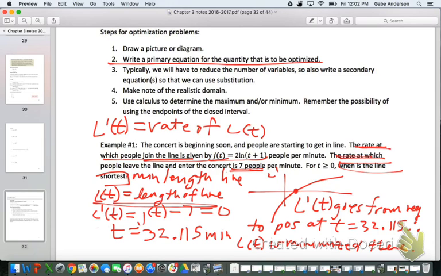And so then this is where you'd make the connection back to the wording. You think, okay, if L prime is the rate of change of L of t, do I have anything that tells me about that? Well, if you underline your rates, you see the rate at which people join the line, so that's the rate making the line longer, and the rate at which people leave the line, so that's making the line shorter. You've got two rates working against each other. The combination of the two will give you the rate of change of the length of the line. Does that make sense?